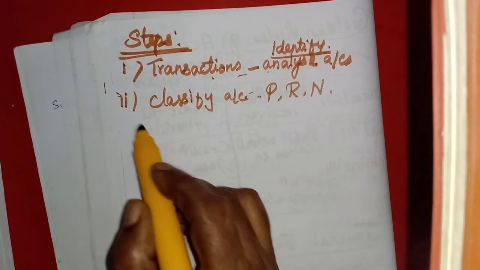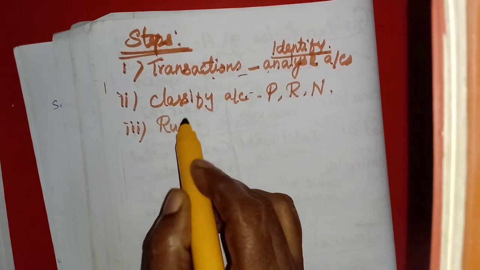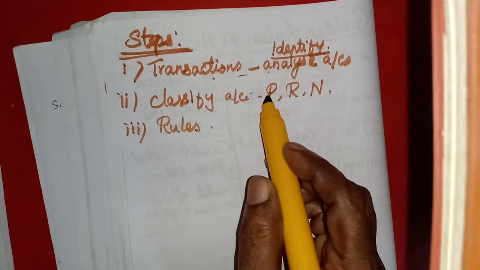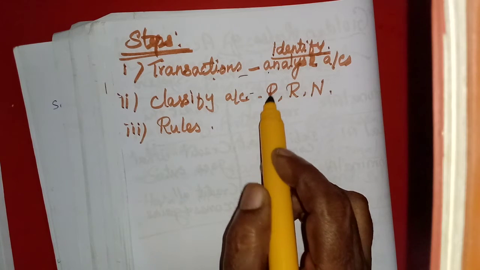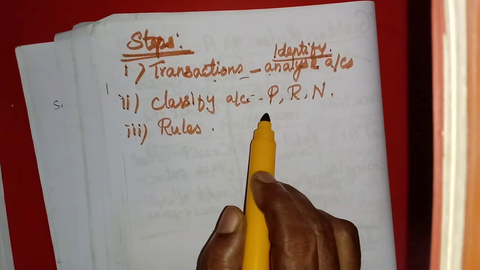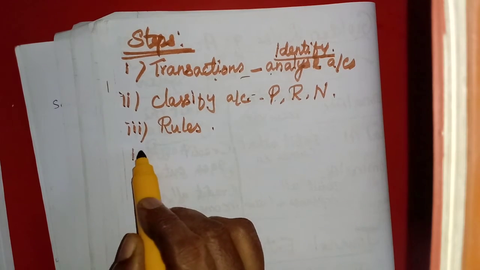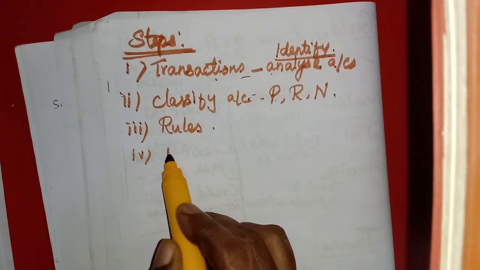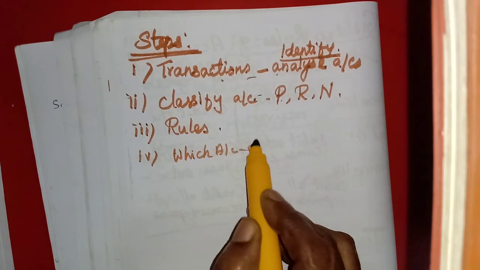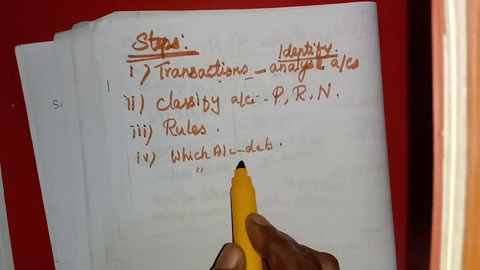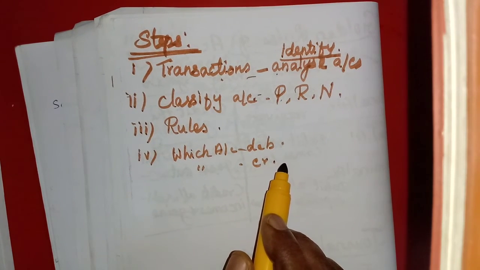Then we have to apply the rules of accounting. The rule for a personal account: debit the receiver, credit the giver. So that person Raj is giving, so we have to credit. So we should apply the rules. Okay, now what we have to do? Which account should be debited and which account should be credited? That we have to find out.